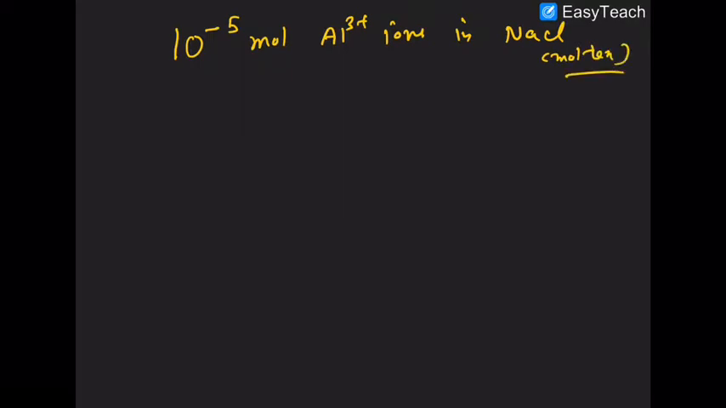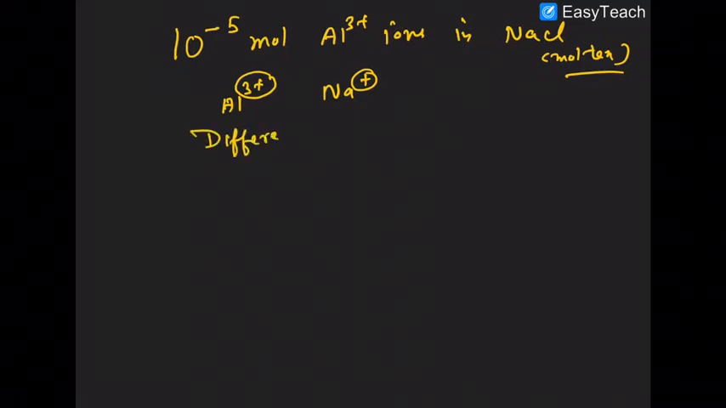Then what will happen here? Now you know that Al3+ has a valency of +3 and Na+ has a valency of +1. So what is the valency difference? I am repeating once more: the difference in valency is 2. So how many cationic voids are there?